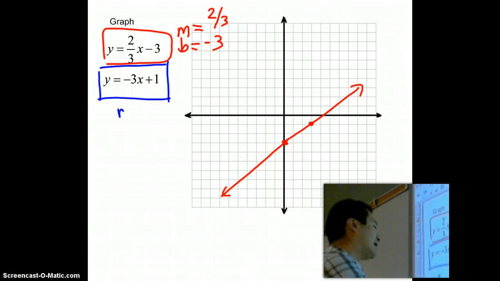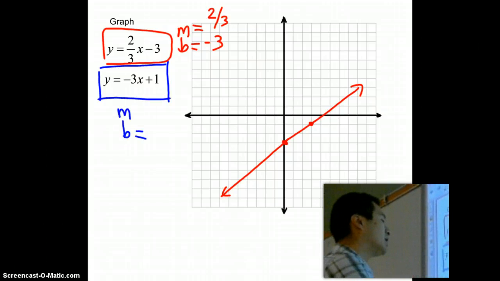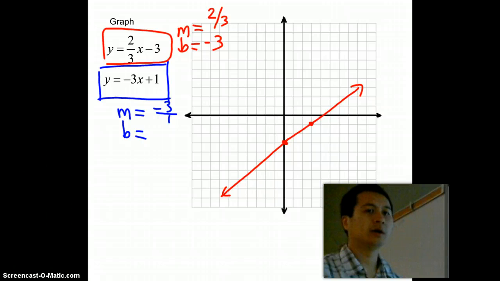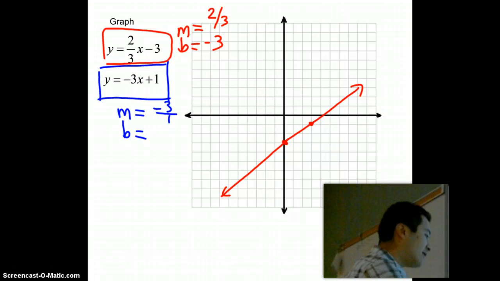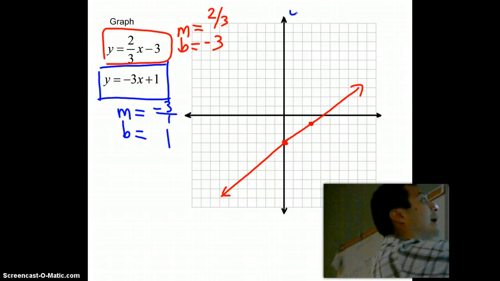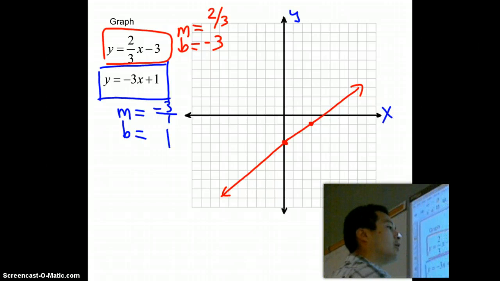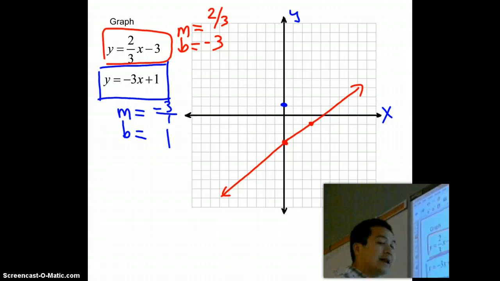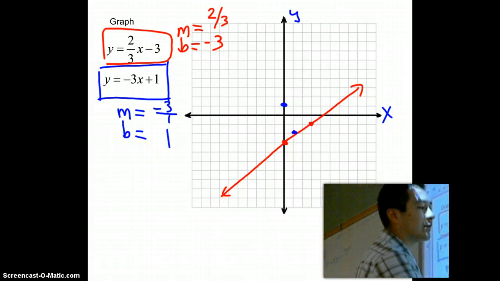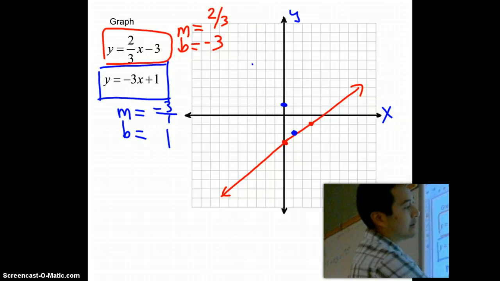Now I'm going to graph the next one in blue. Same thing: I want to find m and b. What's the slope here? The slope is -3, but we want it as a fraction, so -3/1. What's b? b is +1. When you're graphing this, you start at b on the y, at 1. We go -3, which means 3 down and 1 to the right. Graph your line.